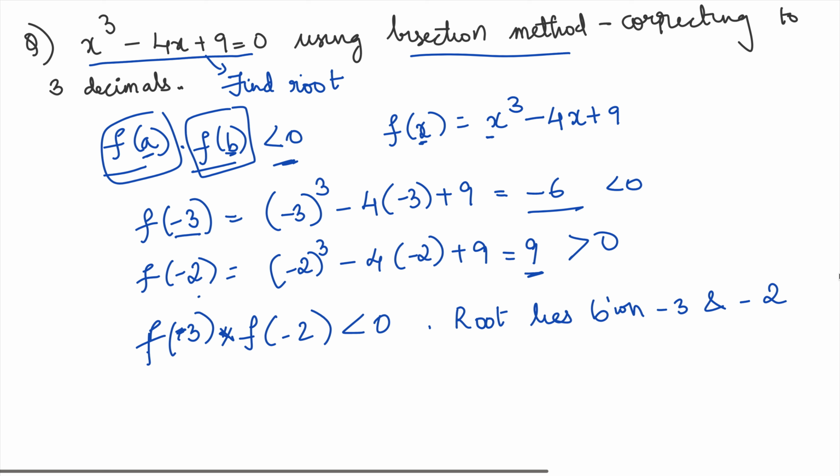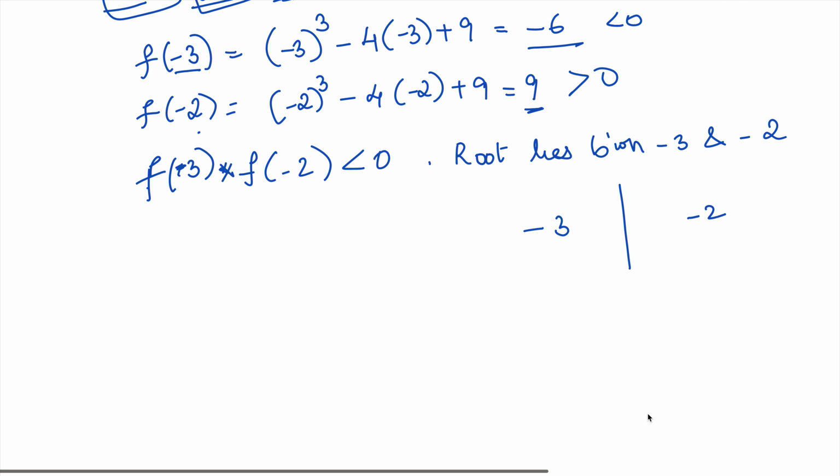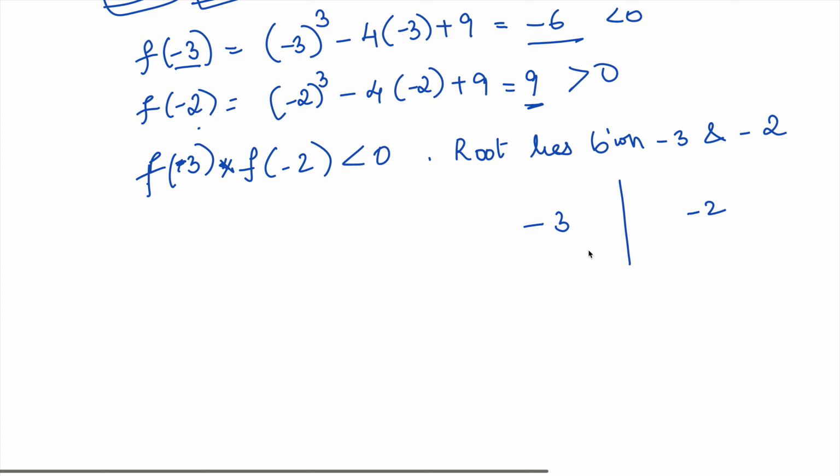Now we have to keep shrinking the intervals. So we have minus 3, minus 2. We'll divide it into half and check whether the root will be in this half or this half. After checking, we will find the root in that particular half. For example, if we know that the root is in this half, then we will keep shrinking these intervals. Okay, so now let's start. I'll just draw a table.